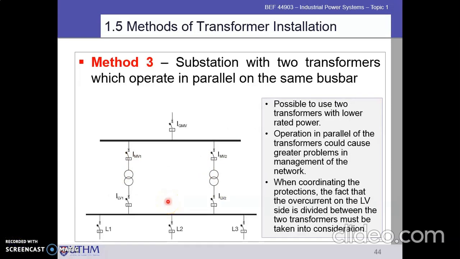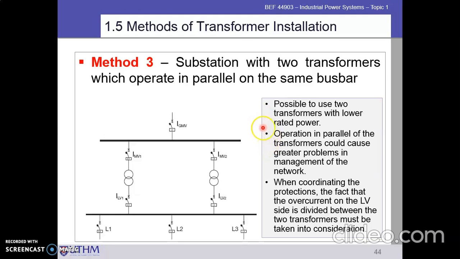Okay, next we go to method 3. Substation with 2 transformers. Still using 2 transformers which operate in parallel on the same bus bar. It means that both transformers operate synchronized. This one is transformer 1 and transformer 2. It is possible to use 2 transformers with lower rated power.